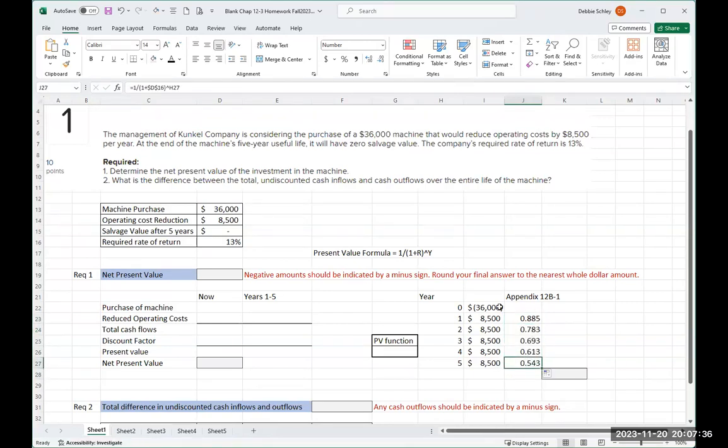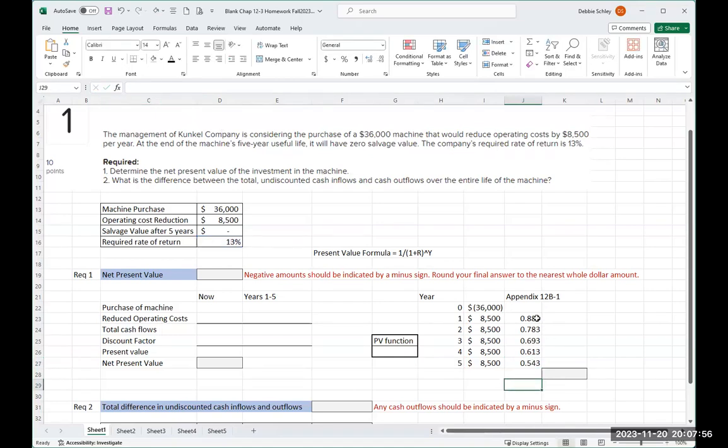And if you see, each one is referencing what year it is. So this is year 5, that H27, but all of them are referencing 13% because I anchored that cell. And then I typed in 1 and 1. So it was fine to drag that down.